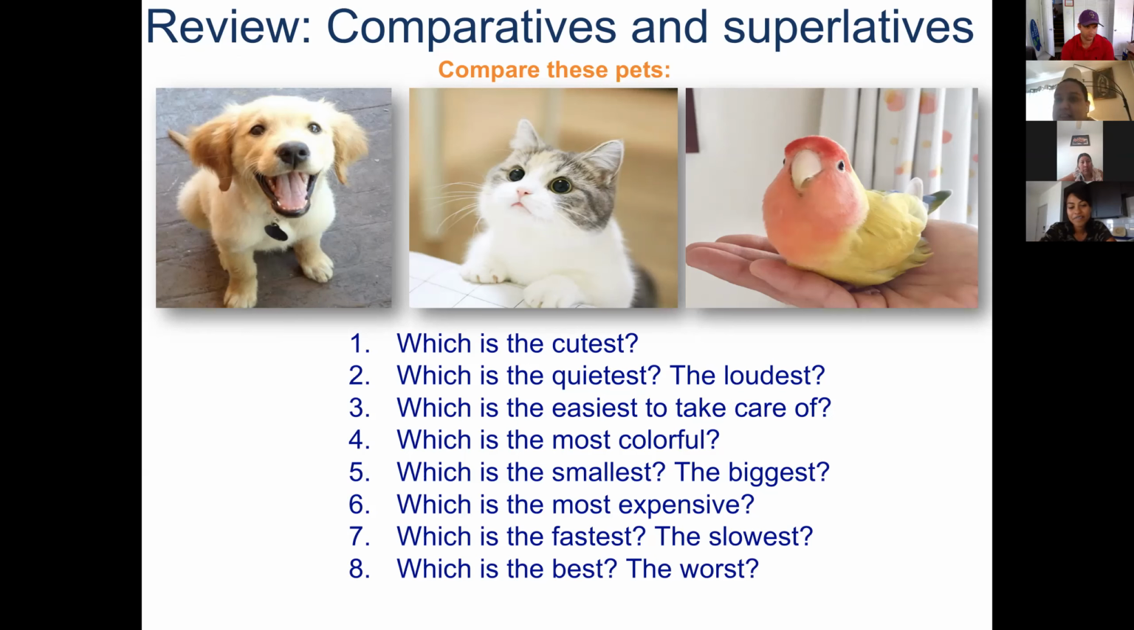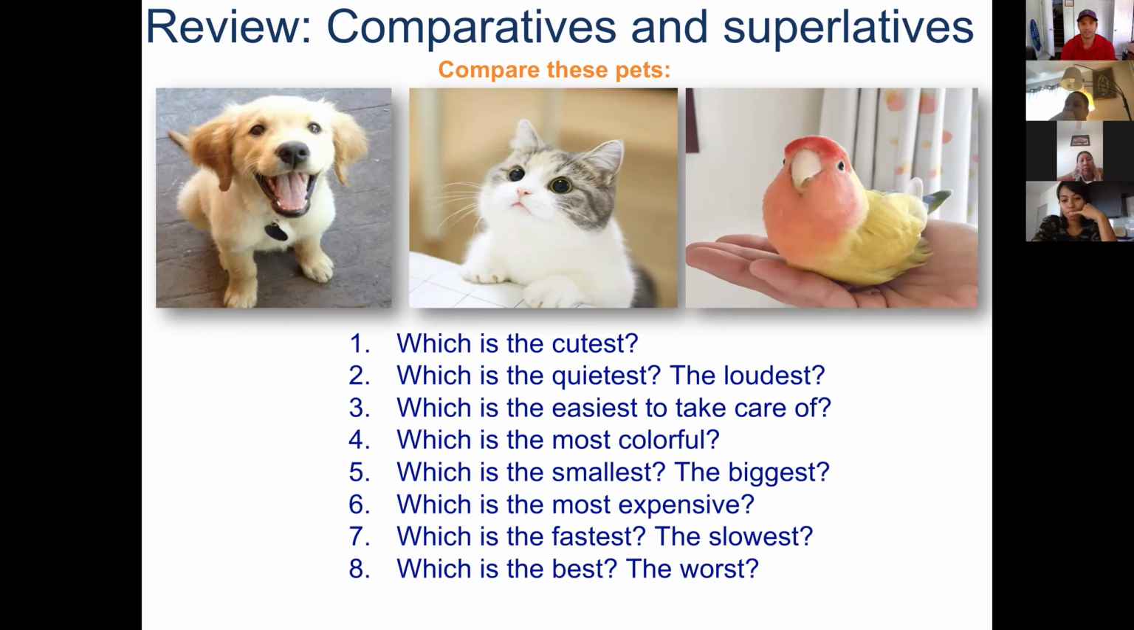Which is the biggest? Dog. Which is the most expensive? I think the dog. Probably the dog. It depends on the type of bird. Some birds are really expensive, but you can get some really exotic birds where people spend thousands of dollars.